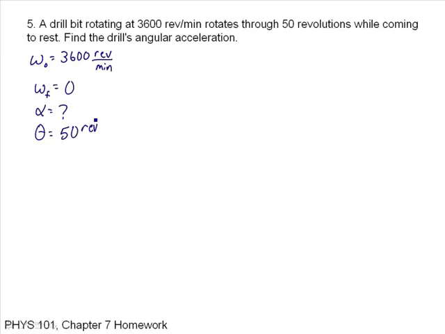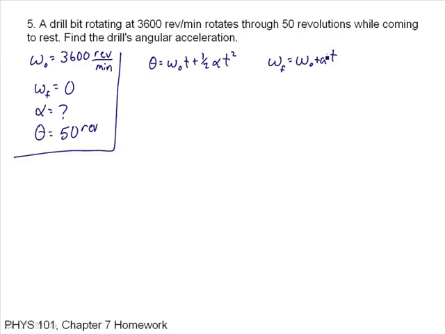I'm just going to keep everything in revolutions and minutes, just for kicks. You don't always have to convert to radians, but in this case I'm not going to, just to see what the different numbers fall out as. So I'm going to write my two equations. I have theta equals omega naught t plus 1/2 alpha t squared, and then I also have omega final equals omega naught plus alpha t. Now in both of these I have two unknowns, alpha, the angular acceleration, and the time. And I want to figure out what is the angular acceleration.